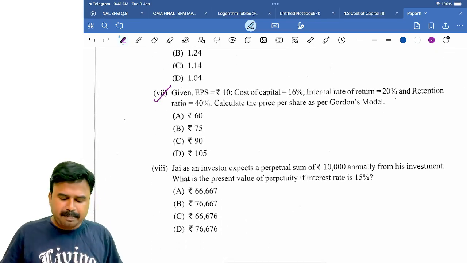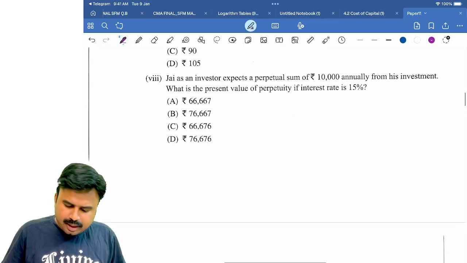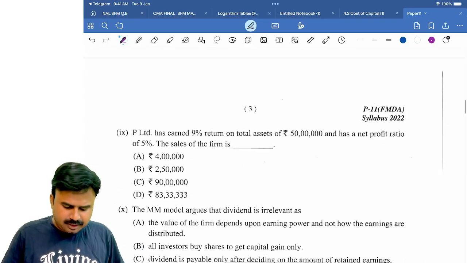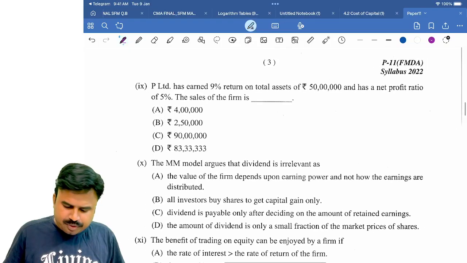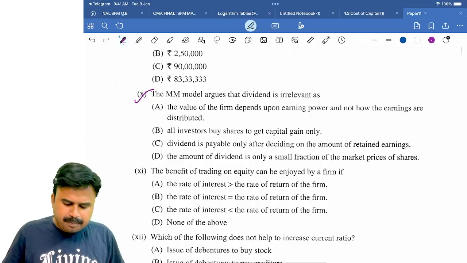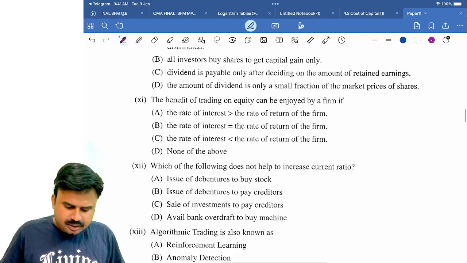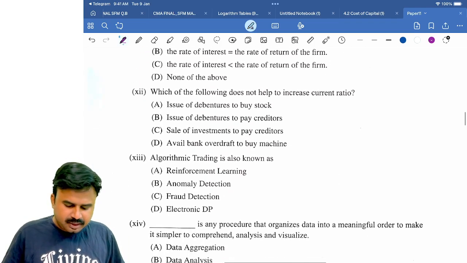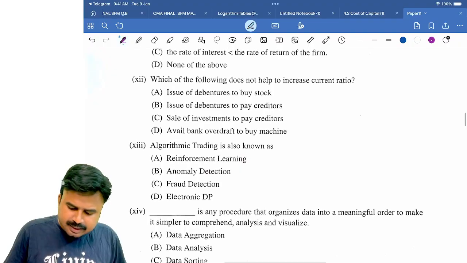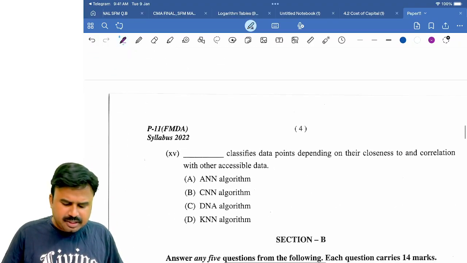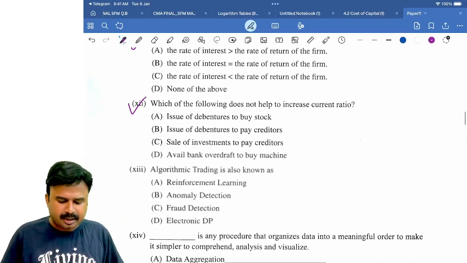And this is from dividend policy. And this one is related to time value of money, the eighth question. And the next one, ratio analysis. This one, dividend policy. This one, leverages. And finally, this is also from ratio analysis. Yes, the remaining three questions are related to business data analytics, BDA.